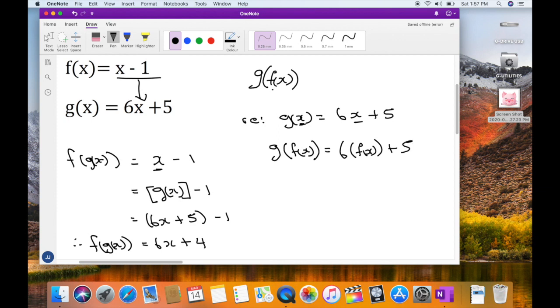What is the f of x? Well, that is x minus 1. So that'll be 6 times x minus 1 plus 5. So that'll be 6x minus 6 plus 5. So I'll end up getting 6x minus 1. So the g of the f of x is 6x minus 1.